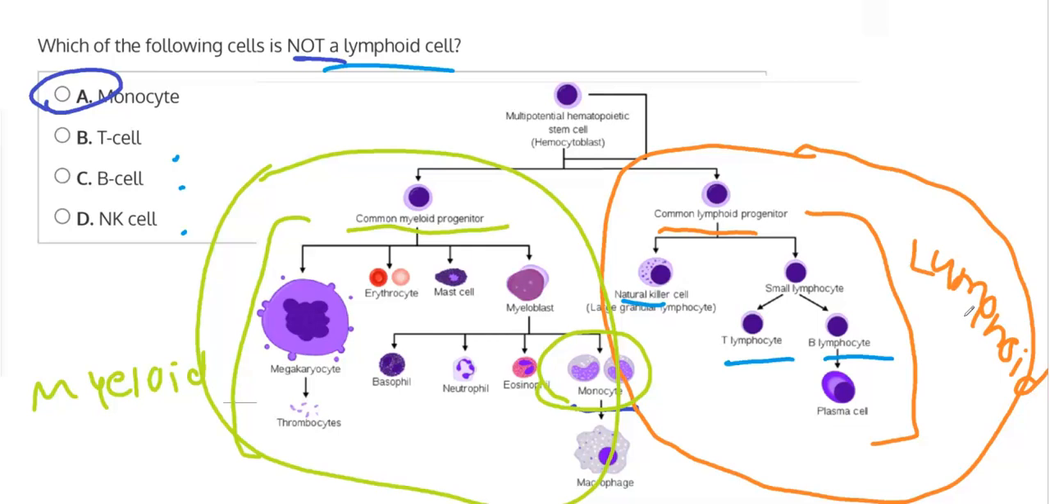So there's different aspects that differentiate these types of cells, besides just being from different sides of the lineage, just so you know that for when you're studying. But for this question, when it's asking which is not a lymphoid cell, it would be a monocyte.